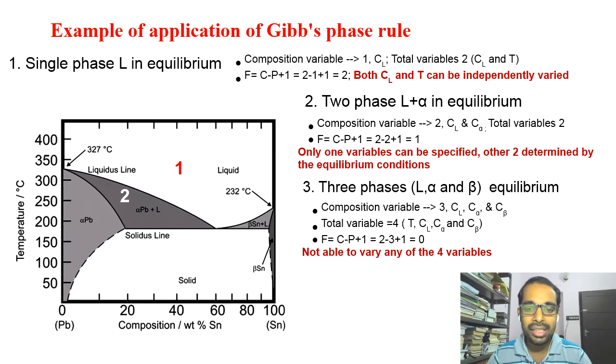Now we consider the three phase equilibrium state. So three phases are in equilibrium. That means we will have four variables.